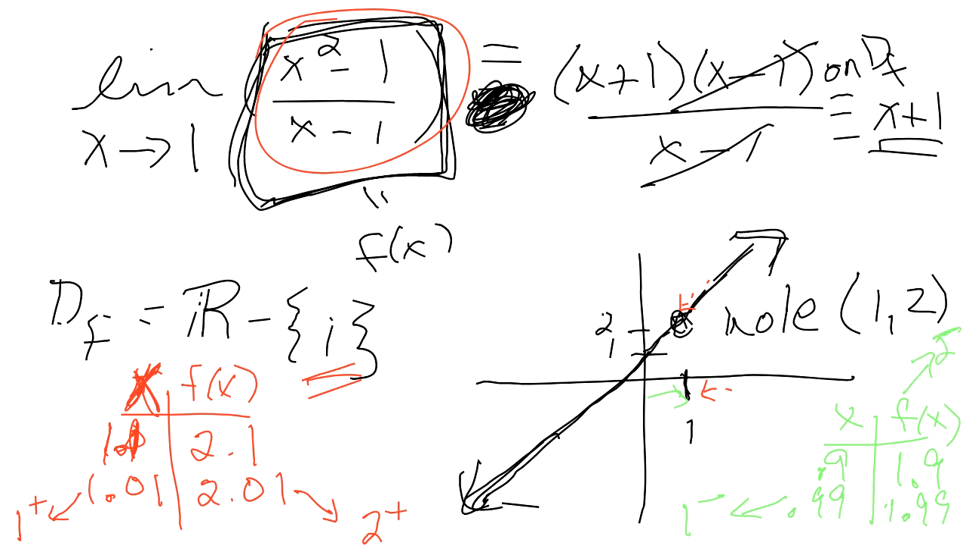So once again, the same exact thing that I had before: the limit as x approaches 1 of this function does exist and equals 2. So 2 is my limit L. So L is 2. That's the height I approach.